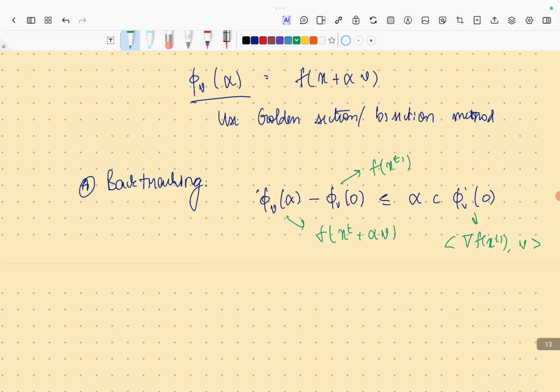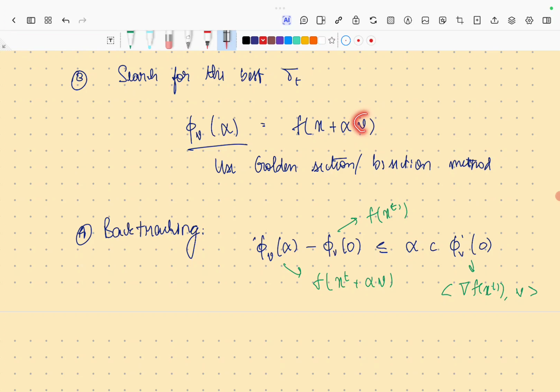Right. So basically what this is saying is that, look, at xt, this is the value of the function. If you move, hopefully you've chosen the direction where the function decreases, which is hopefully along the direction of the negative gradient, then this phi v of alpha will be less than phi v of 0.